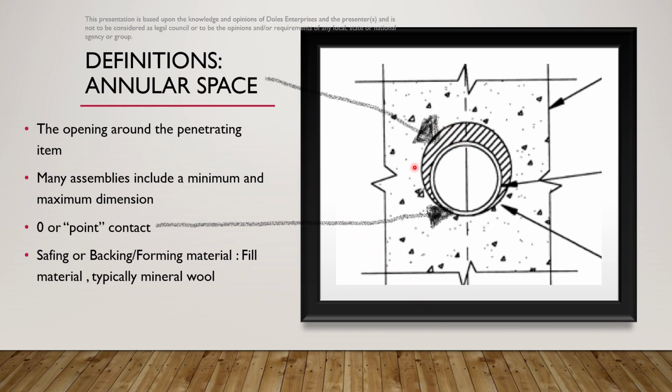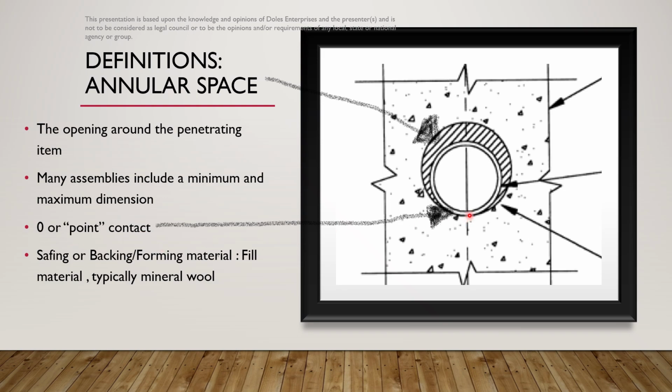In this case, it appears we've had probably a CMU wall, and they've cored a hole, let's call it 6 inches. And we've got maybe a 4-inch pipe inside here that's penetrating. So we're going to be fire stopping this area. In this particular case, I want you to look at the zero or point contact. This kind of language you're going to see quite often.